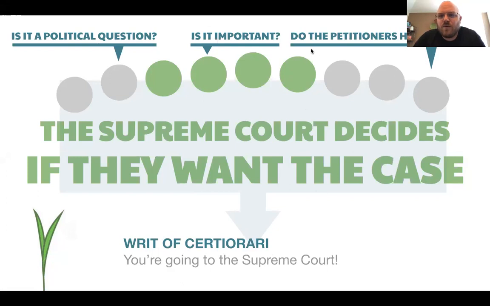So the rule of 4 basically says there's the court sitting around the table. They're like, okay, should we decide to hear this case or not? 4 of the 9 justices must vote to hear the case, and then they issue that writ. The writ of certiorari means, okay, the case is now going to go to the Supreme Court.